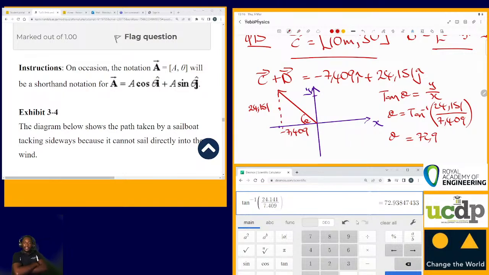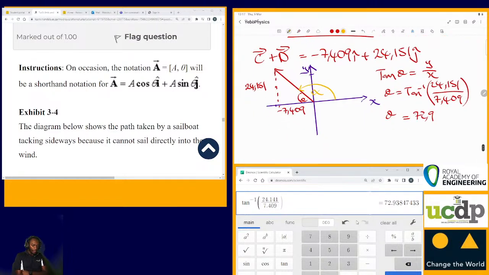All right, but is this our answer? Is this our final answer? That's what we should ask ourselves. Certainly it's not. We always move from the x-axis in an anti-clockwise direction to get the direction of the vector. So our alpha, which is what we're looking for, since this is a straight line, will be equal to 180 degrees minus 72.9 degrees.